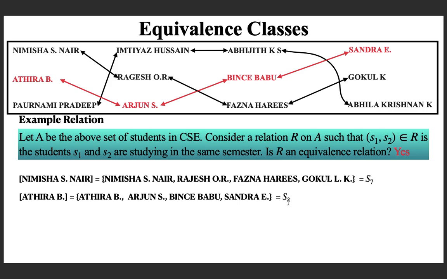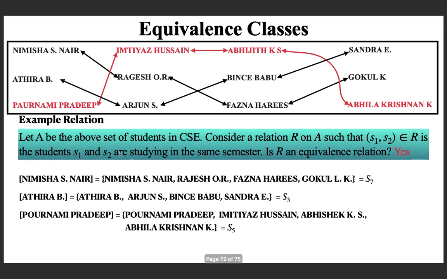Now you start with a left out case, maybe Paurnami Pradeep, you go and collect all the elements related to that particular element. You are getting in fact the students from this set who are in the S5. So here you can observe that the equivalence relation is actually forming some classes on the set. What is a class? It is a set of elements, they are pairwise related. You can easily prove it because it is transitive, symmetric and reflexive.